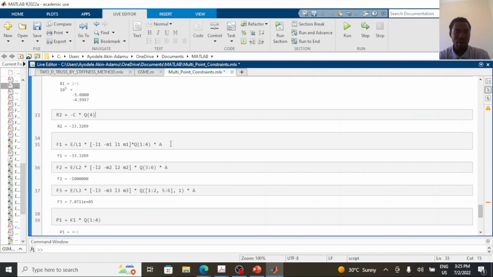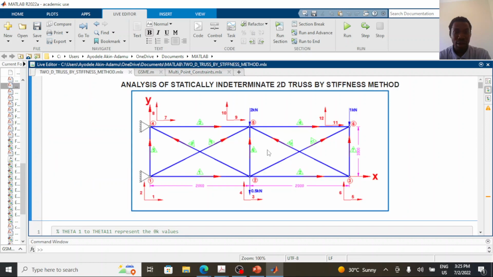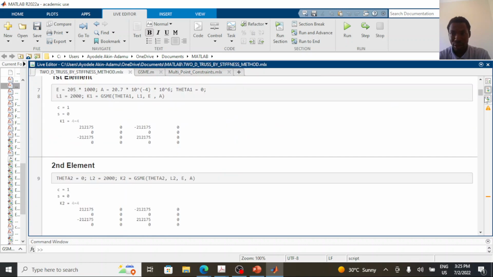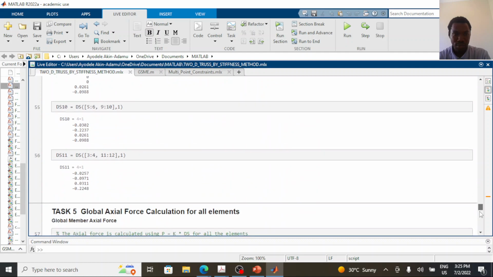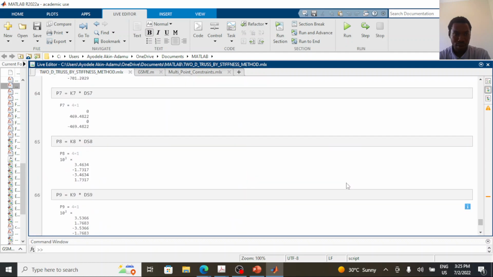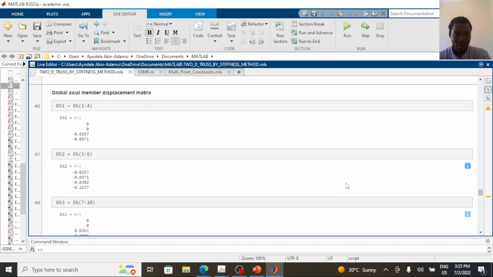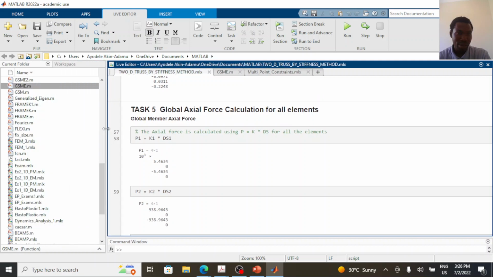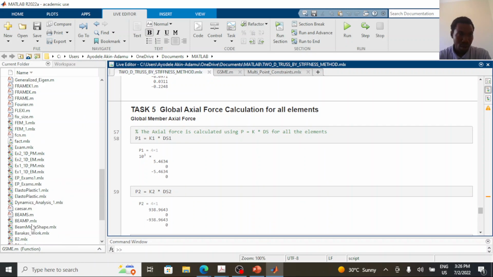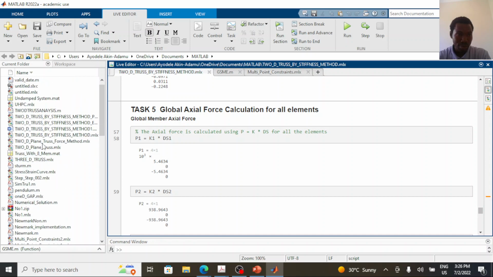So now we can use our stress equation to calculate the axial force in each member, that is F1, F2, F3. It's not written, let me show you the image. I explained this in my previous video. The image is not here. The image is not there. Give me a minute.